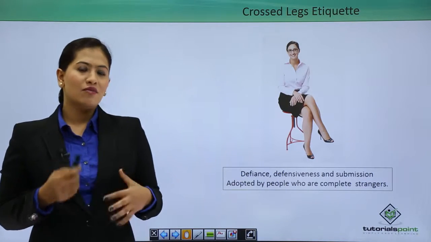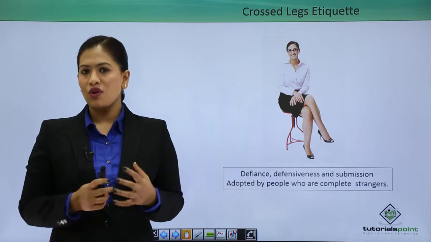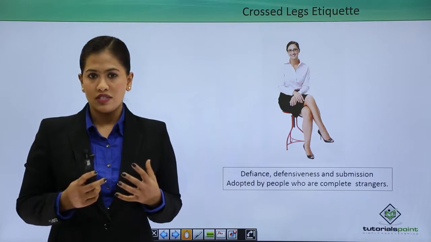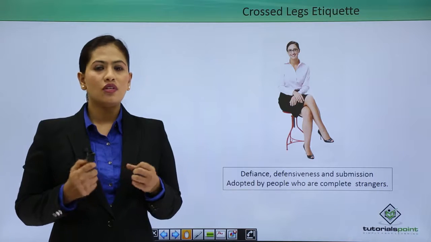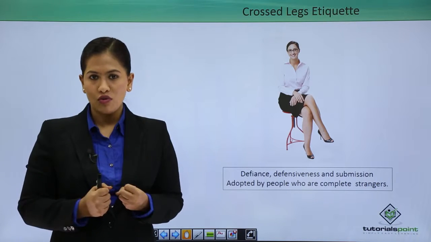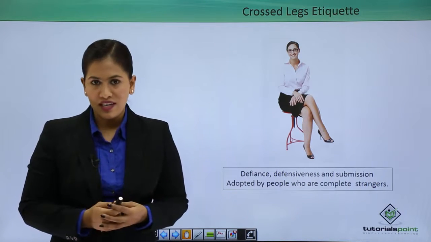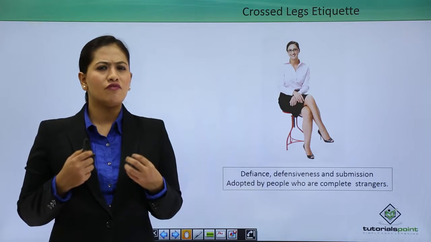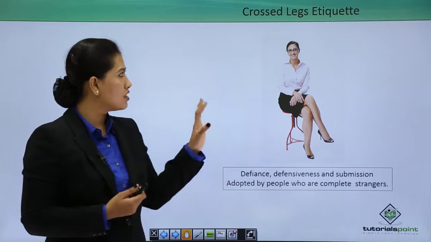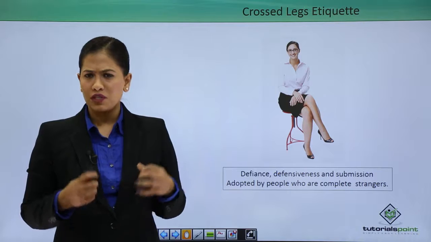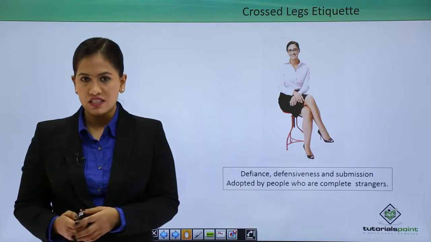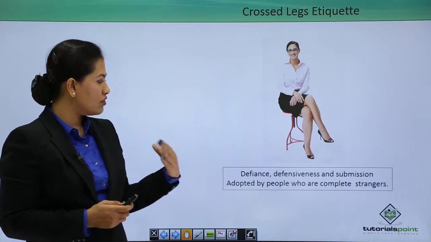Well, etiquette again from a mannerism standpoint, it is always said that we all give importance to our hand movements, to our eye contact, to our smile, but we give very little importance to something called leg movement, especially when I'm standing, especially when I'm seated. So this is one of the moments that we're going to talk about.